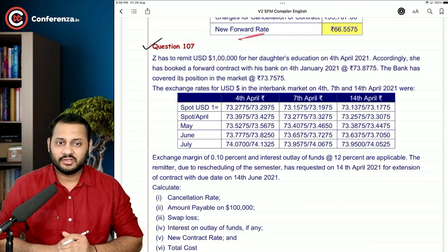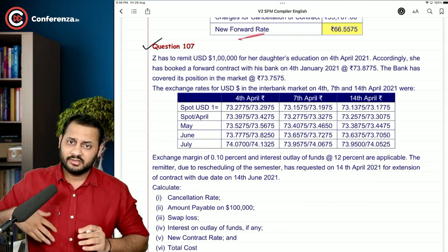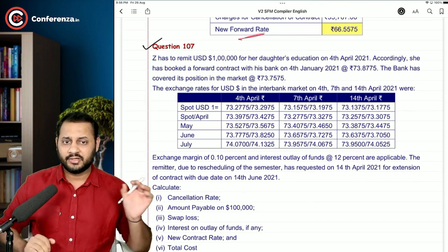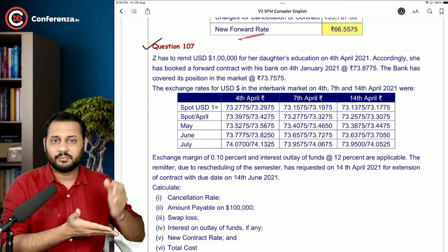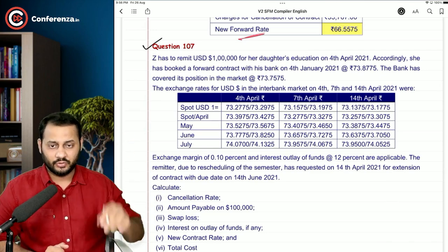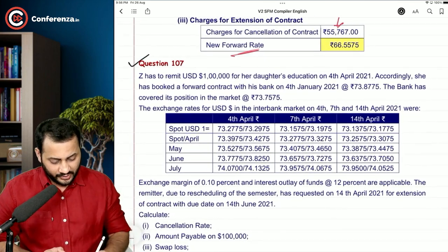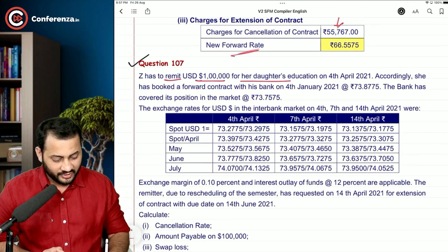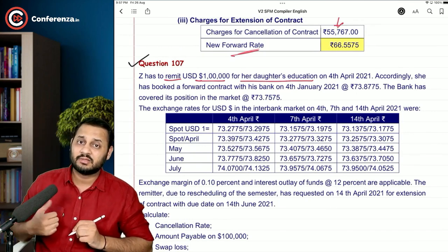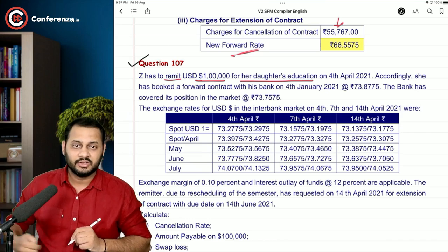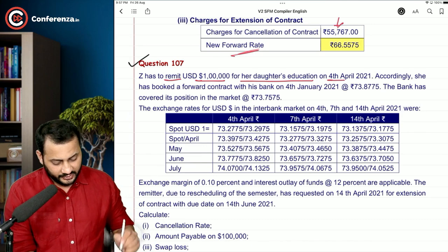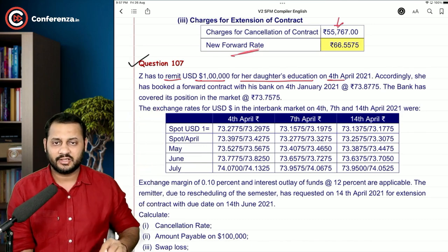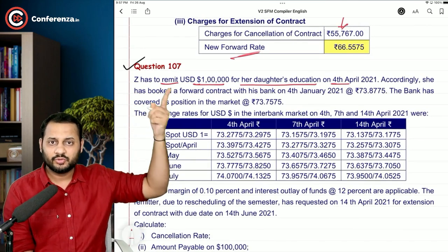This is an interesting one. See, this question and the fifth question are pretty much the same, but there are three different dates: 4th April, 7th April and 14th April. Now let's have a look. Z has to remit USD $1 lakh for her daughter's education. In the previous example, it was his son's education. Okay, on 4th April, accordingly, she has booked a forward contract. Now tell me one thing. Z has to remit.